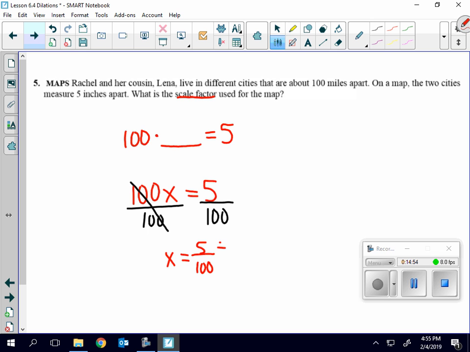Let's reduce. Let's divide by 5. Notice the smaller number is on the top. In the end, when I reduce, the smaller number should still be on the top. Some people flip them for some reason. I still don't get that. So 5 divided by 5 is 1. 100 divided by 5 is 20. Okay? Or just do 5 divided by 100 and get your decimal.